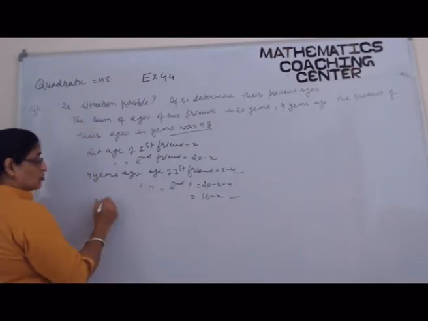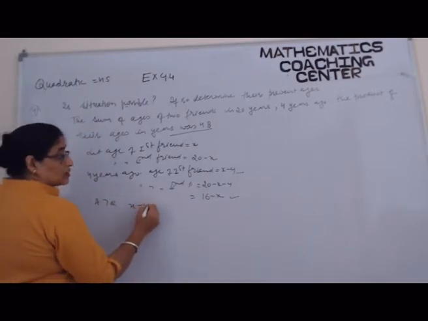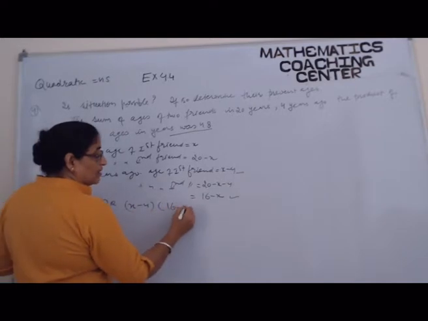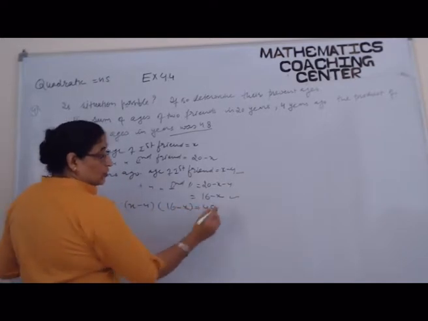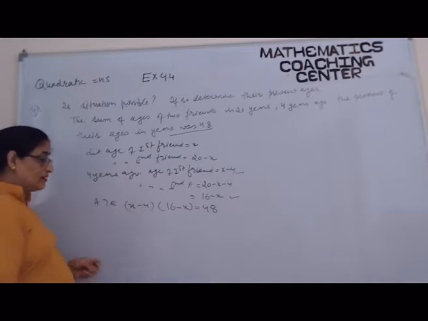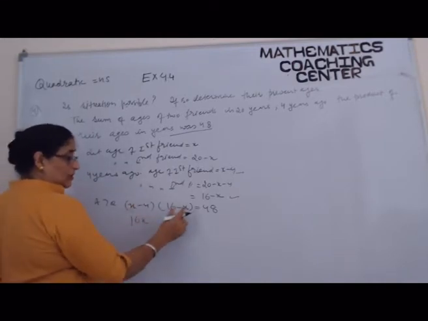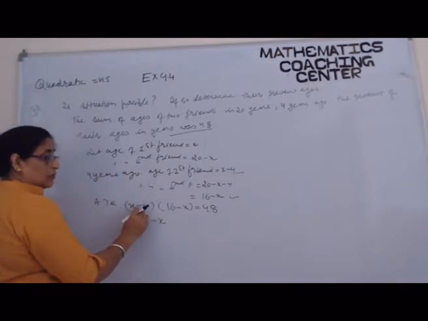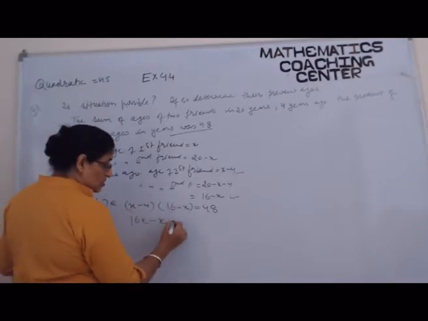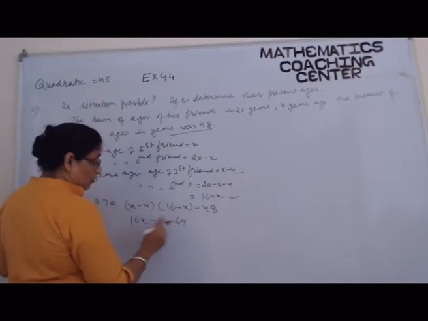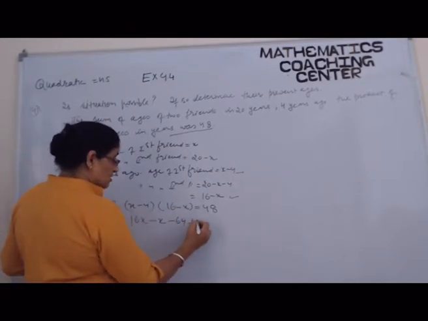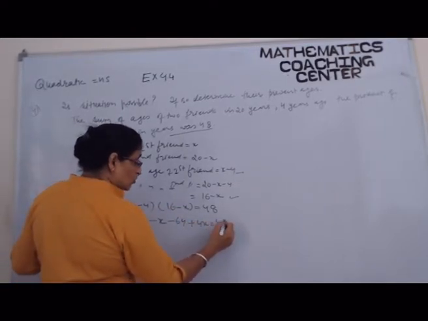Now according to the question, (x − 4)(16 − x) = 48. Now you multiply it. x multiplying the 16 is 16x. x multiplying the x is minus x squared. Minus 4 multiplying the 16 is minus 64, and minus minus gives plus 4x, equal to 48.